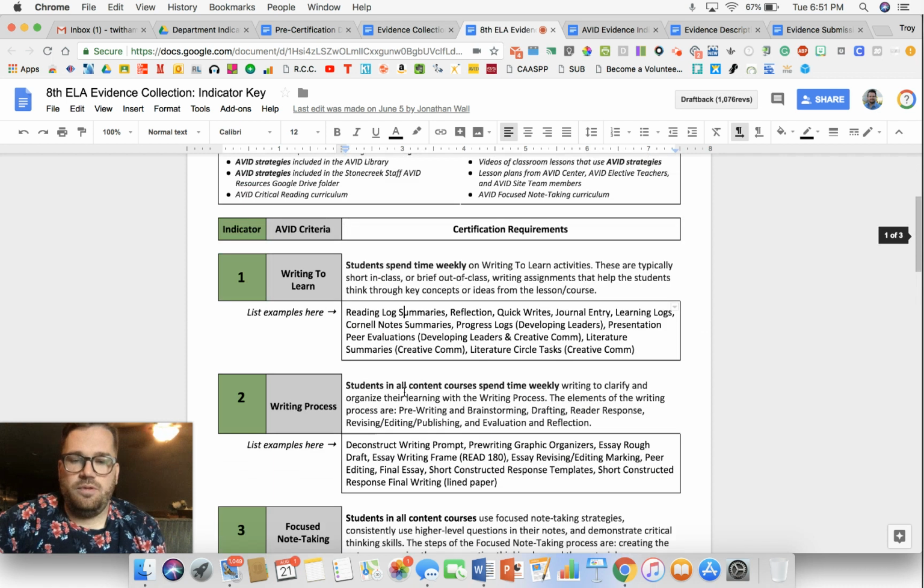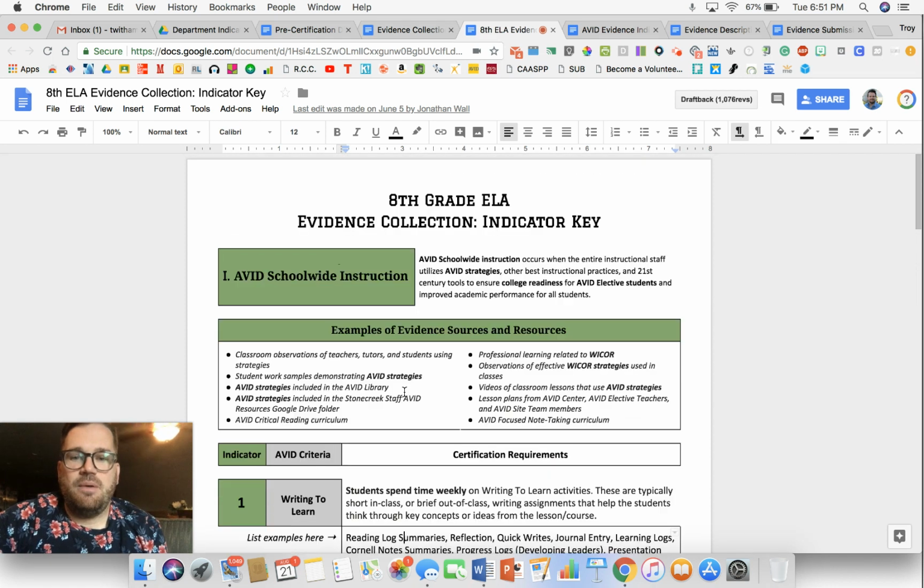I won't scroll through there because we've got some stuff to go through. But we did that for each content area and both grade levels, 7th and 8th for each content area. They began filling that out. Now, that's to help them get an understanding of what they're going to need to submit for each of the 15 indicators.